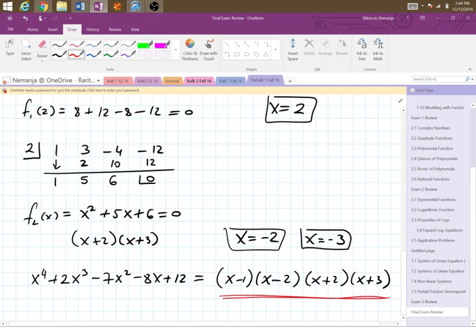If something needs to be presented in factored form, you better present factors for it. There they are. Yes?